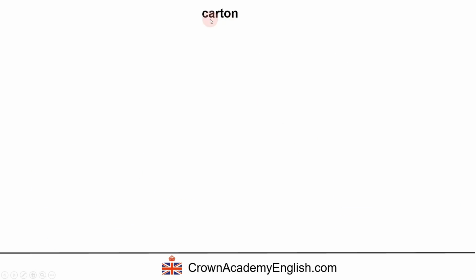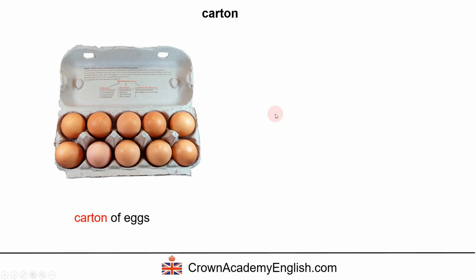Carton. Carton. And we use this word for 2 specific cases. So the first one is eggs. Okay, so this container for eggs, we call this a carton of eggs. Or we can say an egg carton. It's an egg carton. Okay, so the egg carton holds 10 eggs. In this example, there are 1, 2, 3, yes, 10 eggs. Okay, so this carton of eggs holds 10 eggs.